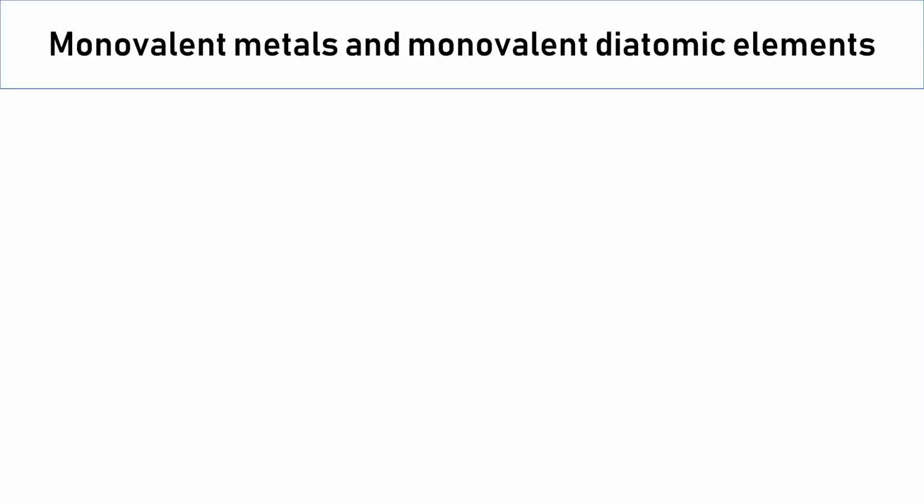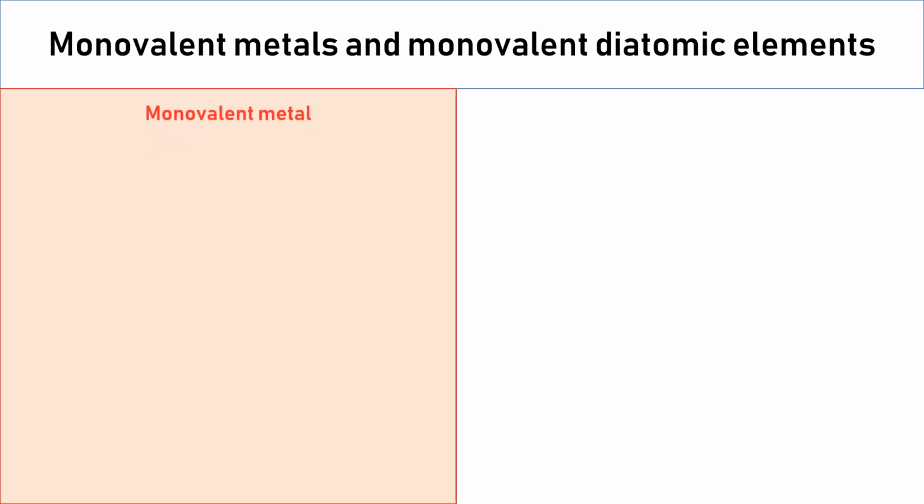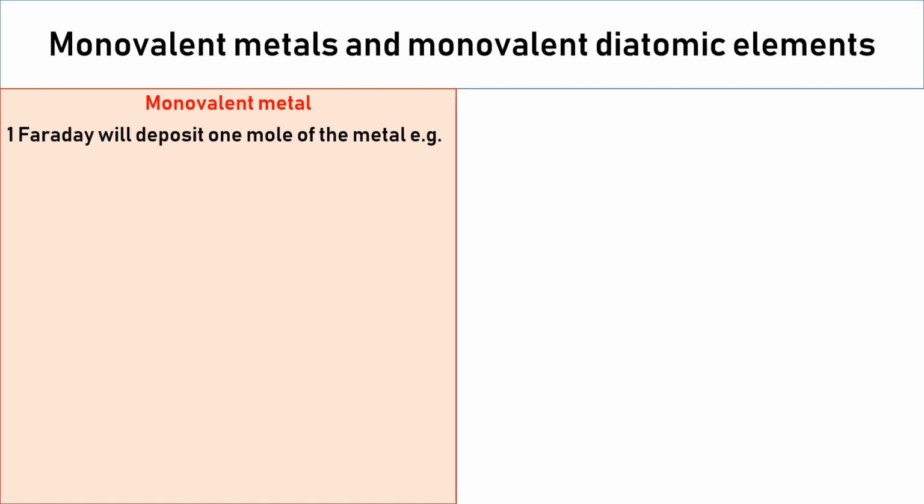Monovalent metals and monovalent diatomic elements. Let's start with the monovalent metals. These are metals that carry just one charge, and an example of those kinds of metals is silver. So silver is a monovalent metal. It carries a charge and it will gain 1 electron to produce a metallic silver, a neutral silver. So we have 1 mole of silver ion gaining 1 mole of electron to form 1 mole of silver.